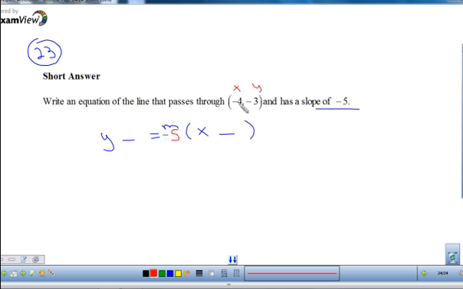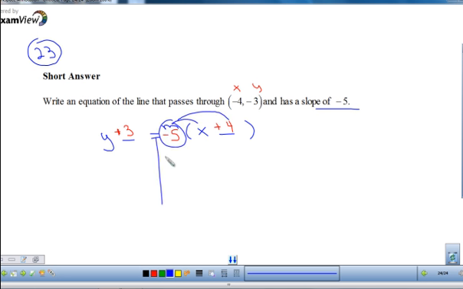Okay, my x is negative 4. So when we put it next to the x, it's going to be positive 4. My y is negative 3. Remember, we got to change the sign. Since it doesn't tell me to keep it in point slope form, I have to solve for y.